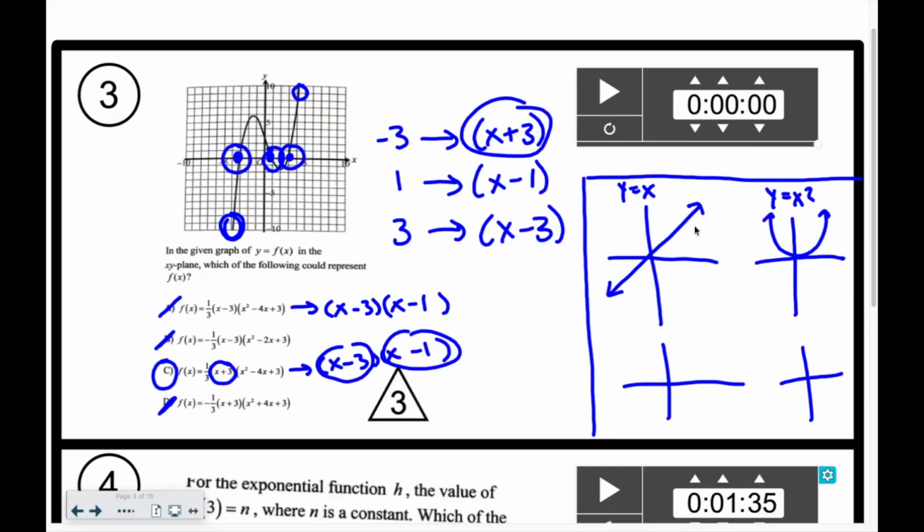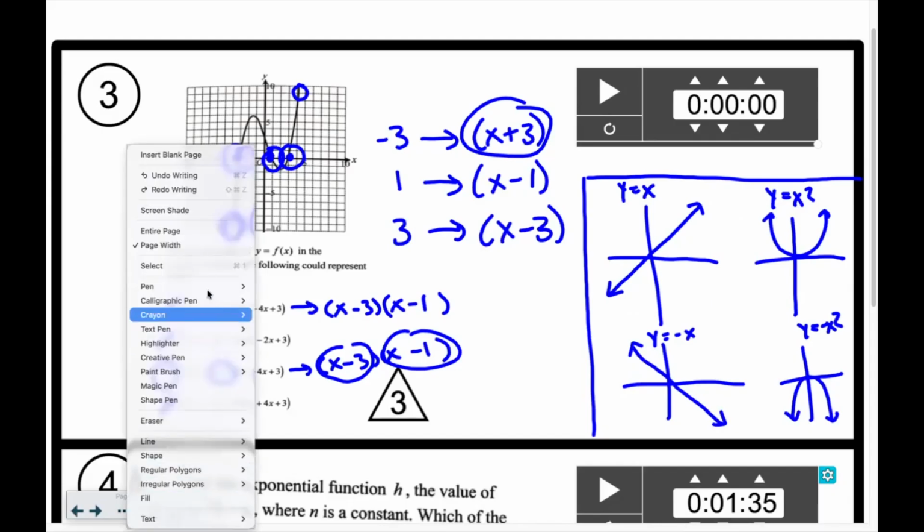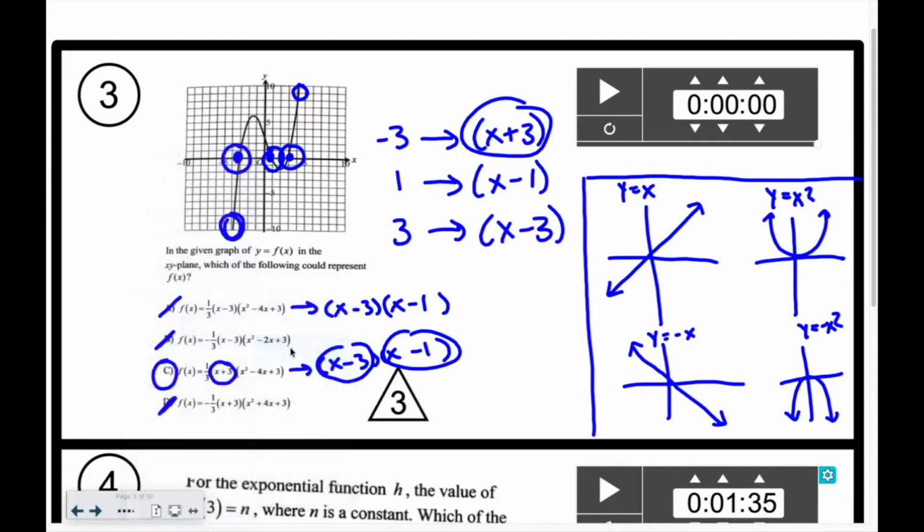So we should just kind of know what these look like. And then based on that, we should also know what y equals negative x looks like. That goes like this. And then y equals negative x squared. It's just an upside down parabola. So if you look at the end behaviors here, this gives us four different end behaviors. There is down, then up.